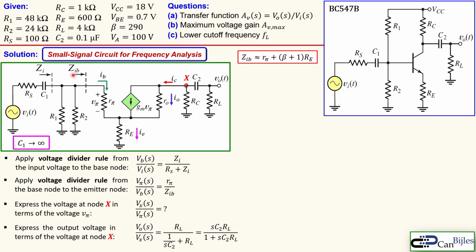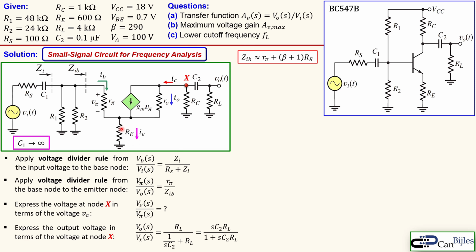What is now the value of the ZIB? Well, that is a little bit complicated, and looking here, if you don't take this RO into account, you will say as before R pi plus beta plus 1 times the RE. That's actually what you see here, but it is an approximate value.